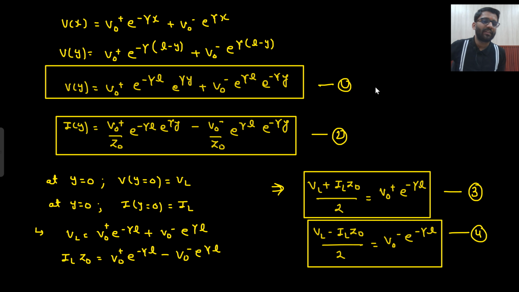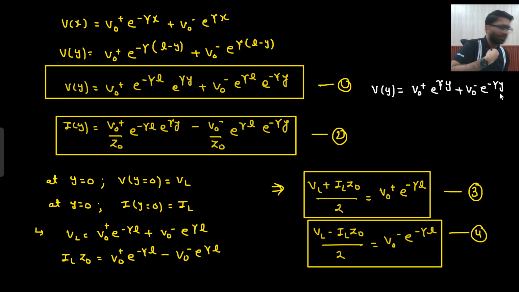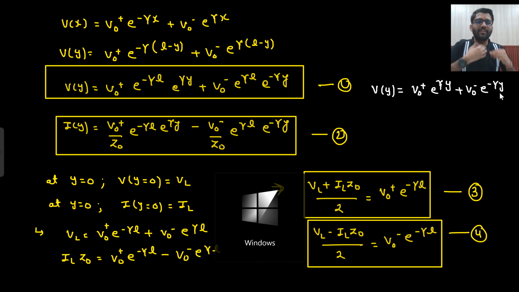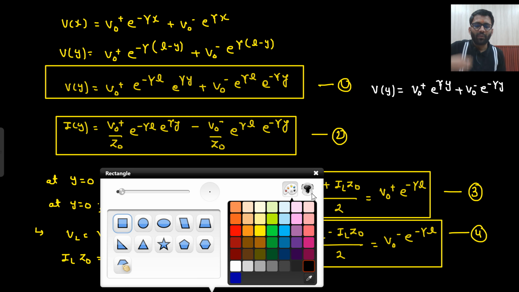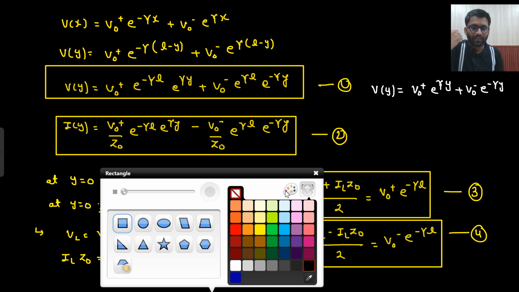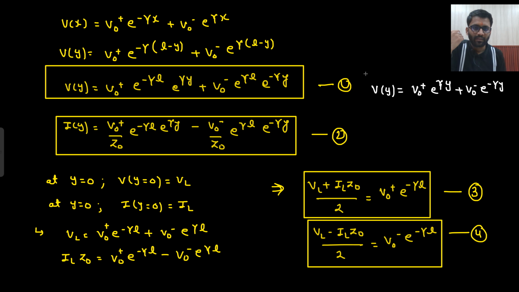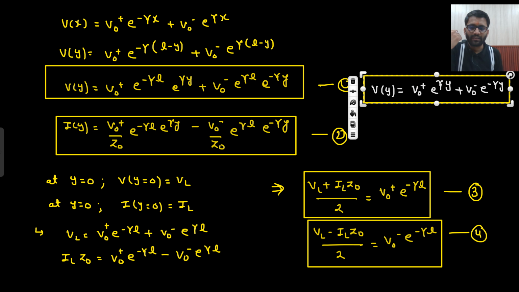But what is the Vy equation that we studied? We studied this equation: V0 plus e to the power plus gamma y plus V0 minus e to the power minus gamma y. Okay, so this was the equation that we studied, right? Now tell me one thing, what is the difference here? The difference is about this minus gamma L and plus gamma L.